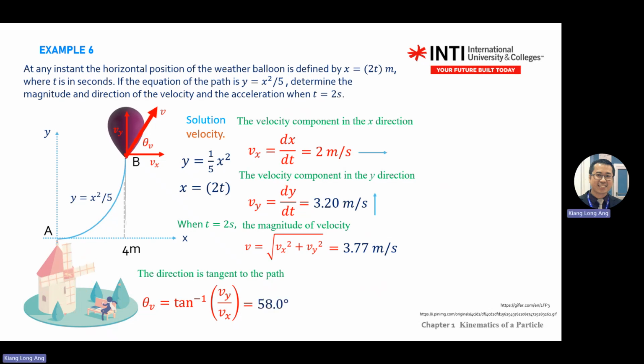Okay, substitute, you get 58 degree. From where? You have to know, 58 degree from where? From the horizon of x, based on your free body diagram here. Okay, from X. Positive value, anti-clockwise.